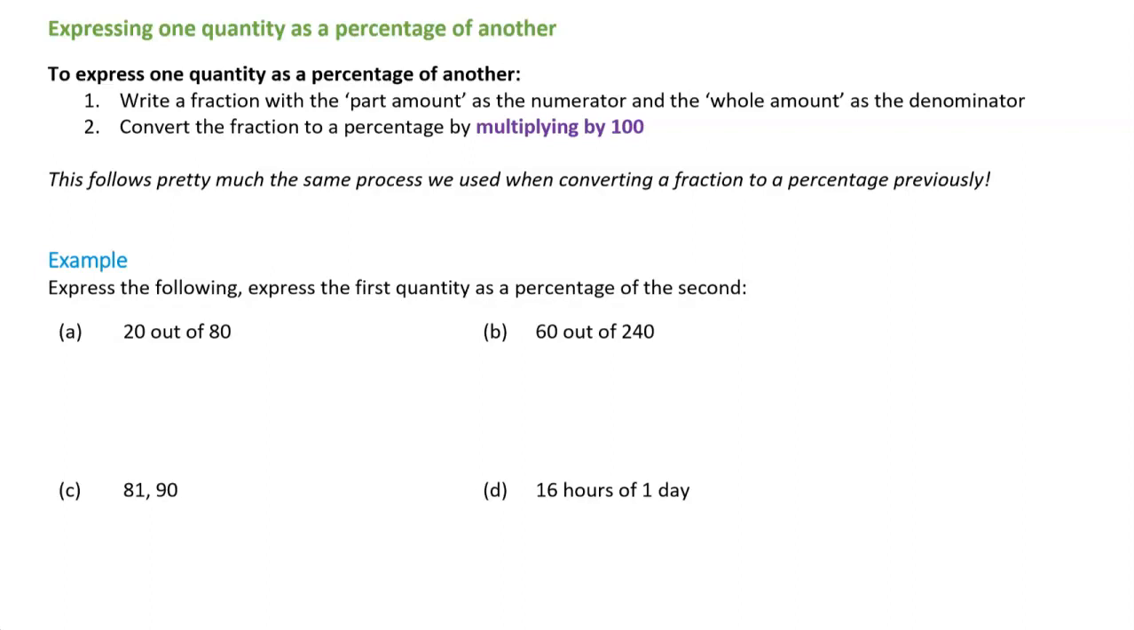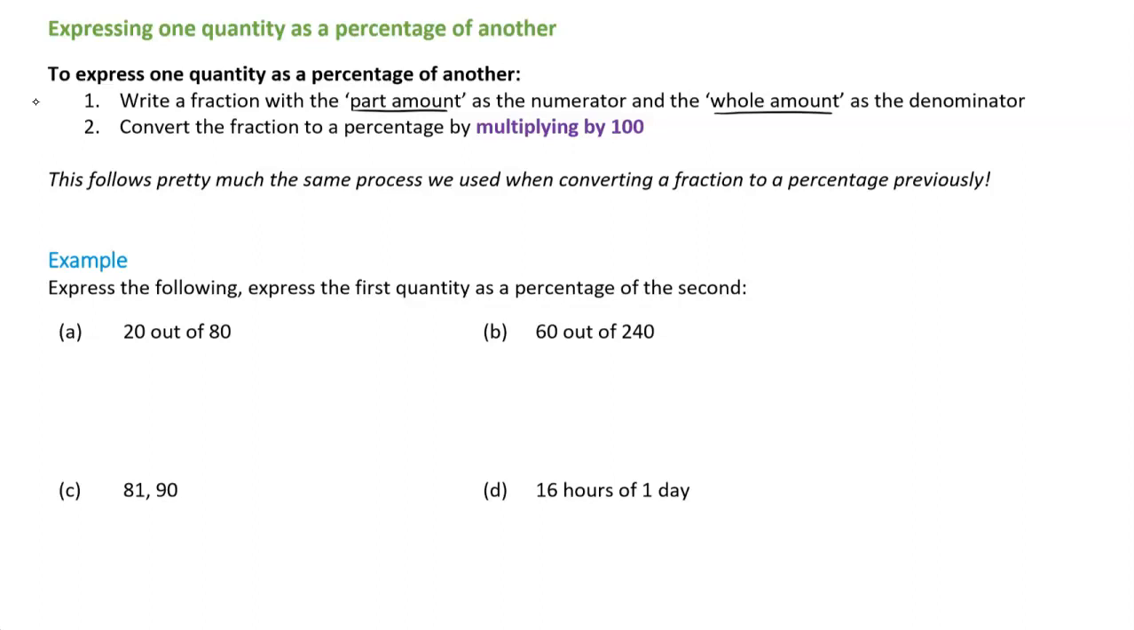So, in order to do this, we want to write a fraction with the part amount as the numerator and the whole amount as the denominator. So for example, on a test, if you got 45 out of 60, you would write 45 as the numerator divided by 60, the denominator. Then, as we looked at in our previous lesson, to convert from a fraction to a percentage, we need to multiply by 100. So this skill is really stuff that you've done before. We're just marrying things together.